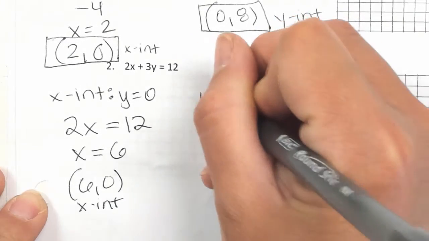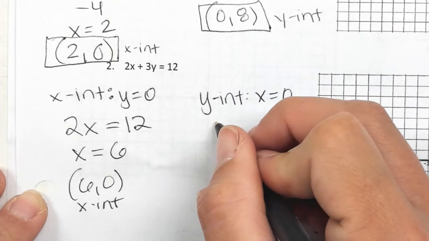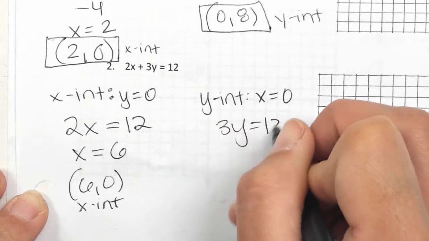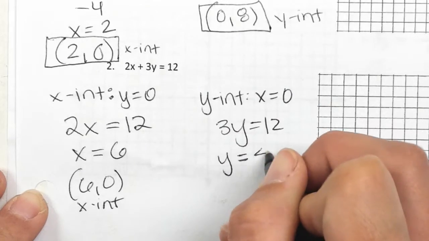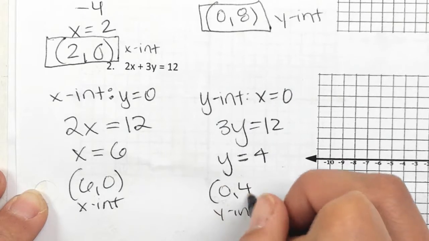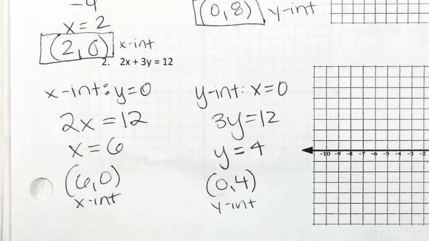And now the y-intercept, we set x to 0, so the equation would be, then y equals 12, so y equals 4. Very good. So my y-intercept is (0, 4). Perfect. Any questions about that? Do y'all remember doing this at all? Yes. Okay. Go ahead and graph it.